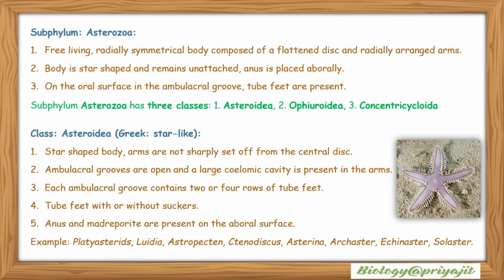So class Asteroidea, it is Greek star-like, star-shaped body, whose arms are not sharply set off from the central disc. Their ambulacral grooves are open and a large coelomic cavity is present in their arms. Each ambulacral groove of their body contains 2 or 4 rows of tube feet, and their tube feet are present, which are locomotory organs, with or without suckers. Their anus and madreporoid are present on the aboral surface. So examples include Platysterids, Ludia, Astropecten, Tinodiscus, Asterina, Arcaster, Echinaster, Solaster, etc.